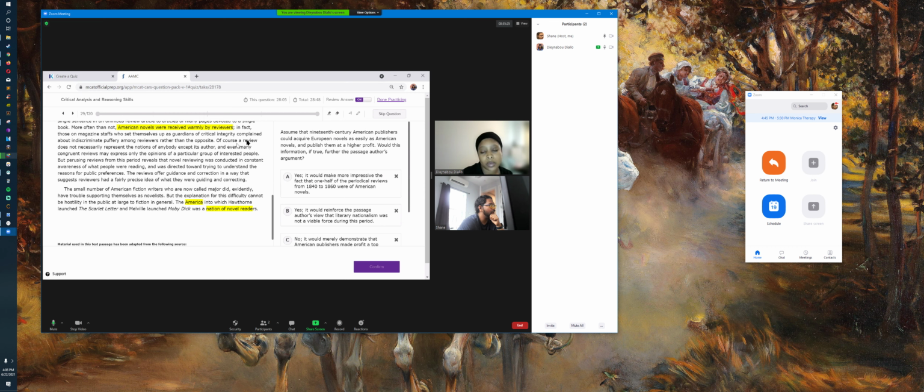So now, going back to that question, they're saying that the publishers can get European novels as easily as American novels, right? American novels, English novels, you can get them both easily, but the European novels, if you publish them, you're going to make more money. So I would say it would be A. And let me just look at D one last time.